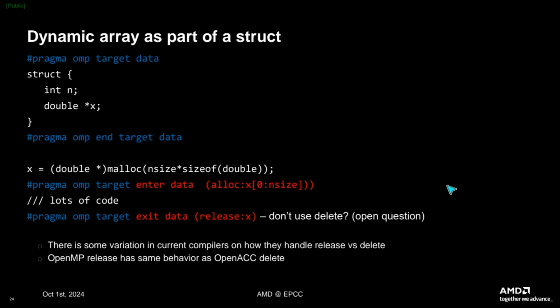So what about dynamic arrays that are part of a struct, where we have to think about deep copies, etc.? Here we have this pragma OMP target data and pragma OMP end target data just around our struct in general. We want to allocate the size of X, and then we want to do lots of code here. There's some variation in current compilers on how they handle this release versus delete of the struct array. But OpenMP release has the same behavior as OpenACC delete. This is kind of an open question, whether to use a release or not, but we think that the safest bet is to use a release.